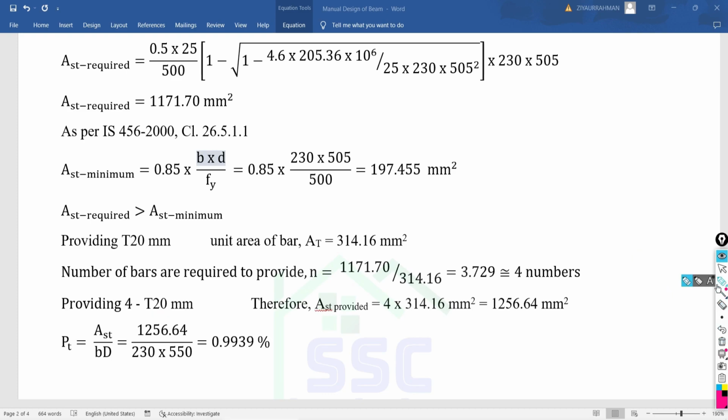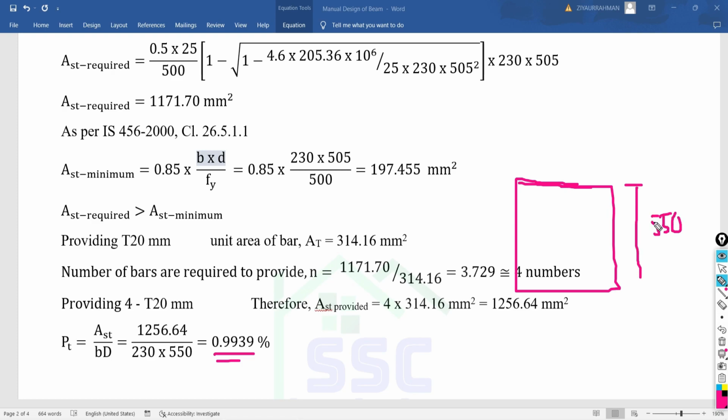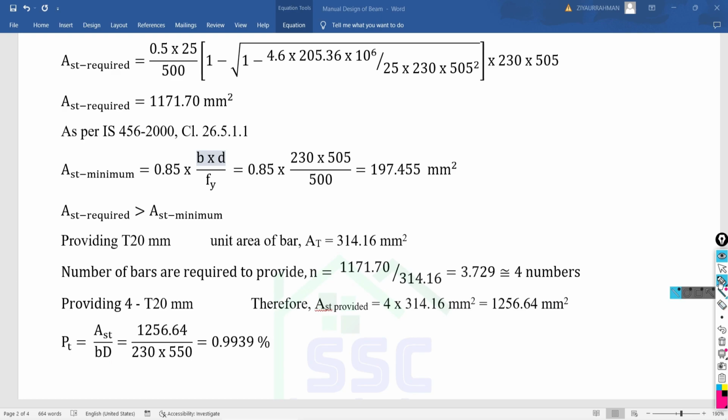Now I would like to find out how much the percentage of reinforcement is with respect to the section size of your beam. The overall section size has depth 550 and width 230. Overall section size of the beam, in respect of that, how much is the percentage of reinforcement. So the total area of reinforcement finally provided divided by the section size of your beam: 1256.64 total area divided by the size of the beam, 230 by 550. So we get the percentage of reinforcement provided in the beam as 0.9939%. It is almost 1%.